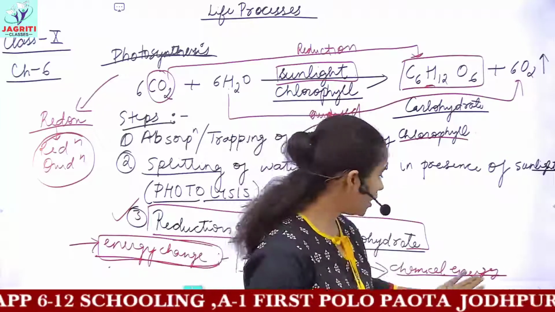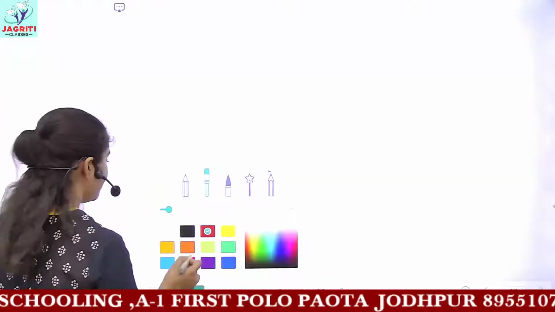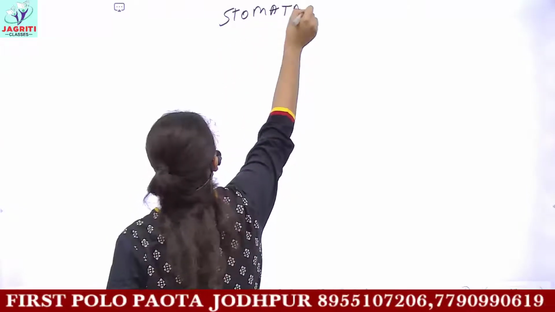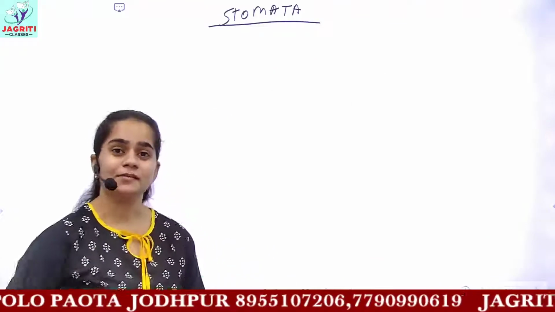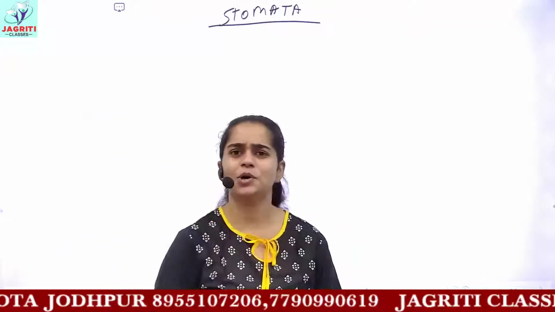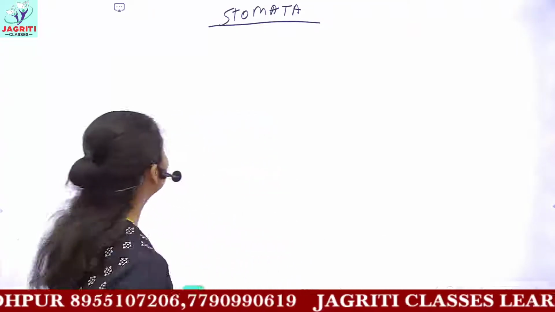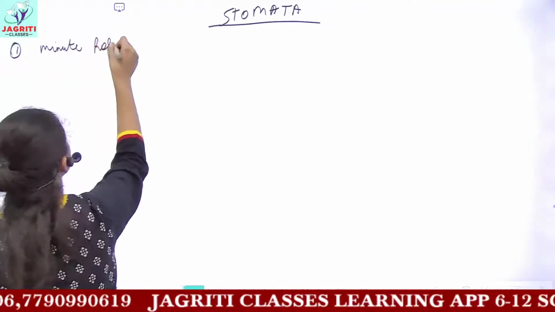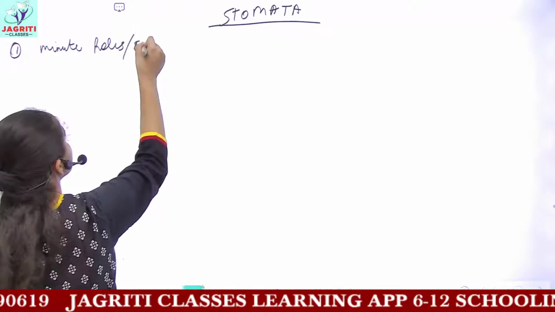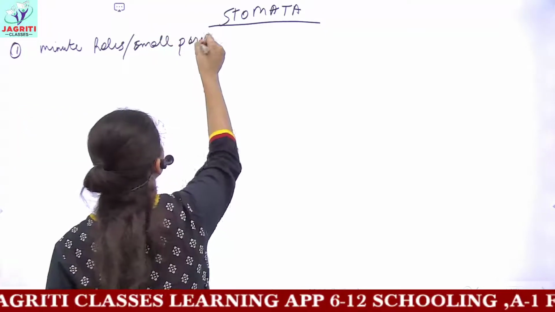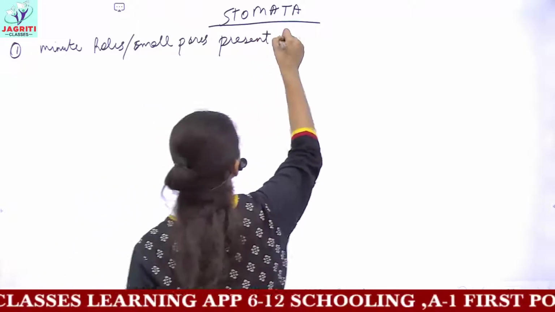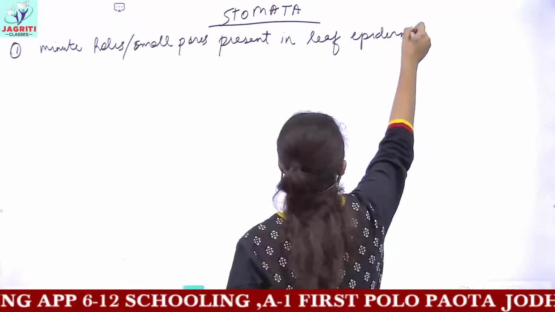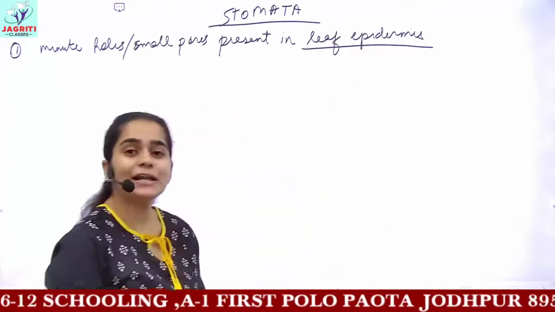So now moving further, we'll deal with a short topic, stomata. What are stomata? I hope you have learned something or other about stomata in your previous classes. Stomata are the minute holes, or you can say small pores present in leaf epidermis. Now here comes a new word, leaf epidermis.